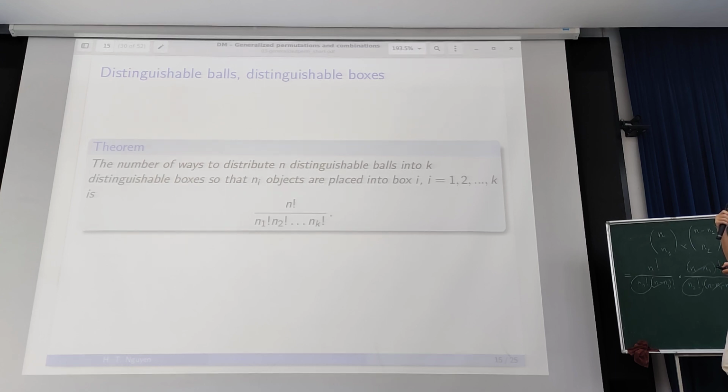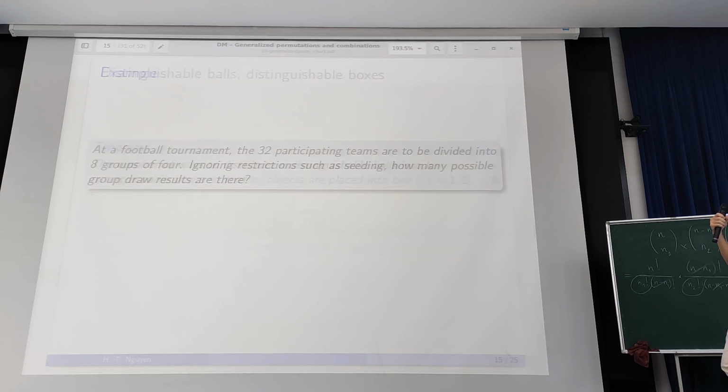So if we put n balls into k boxes, so that the number of balls in each box is fixed, and we don't take into account the order of the balls inside each box, then we have this many ways to do it.